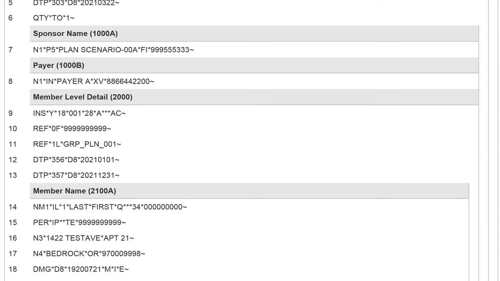And then on to probably one of the two most important segments in the 834, and that's the INS segment that's located in the 2000 loop. This will include your maintenance reason codes and your maintenance type code. This loop also includes the REF*0F, which is like your subscriber ID, and also the REF*1L, which is your group or plan ID number, and then benefit dates.